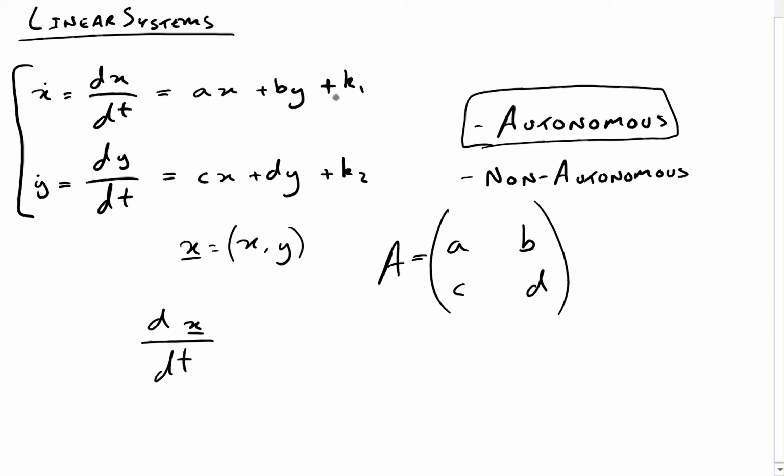And then the same thing I can do if I just list my constants at the end. So I've got k1 and k2. Well, that's just another vector.